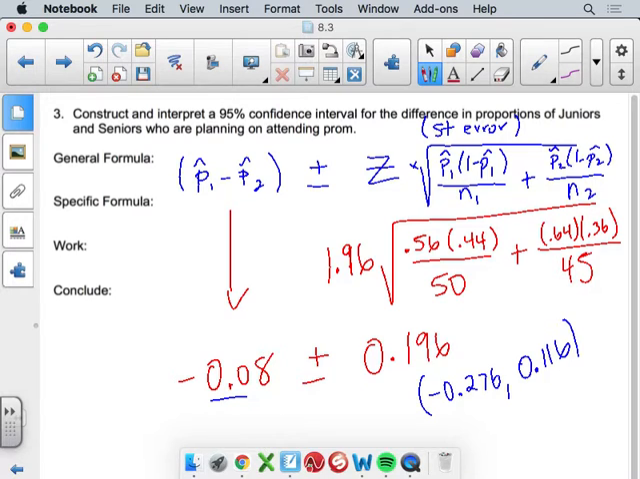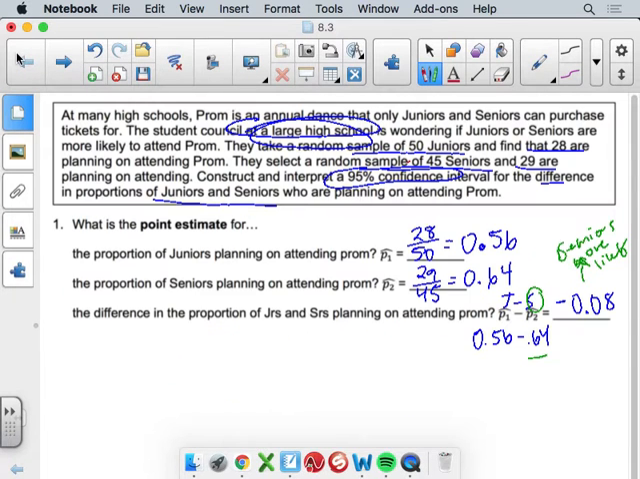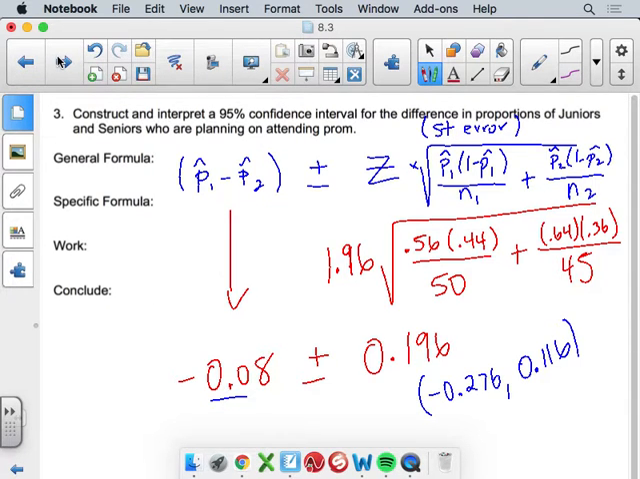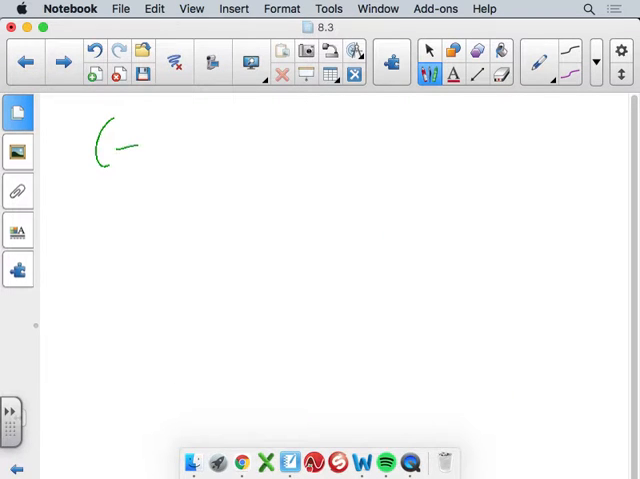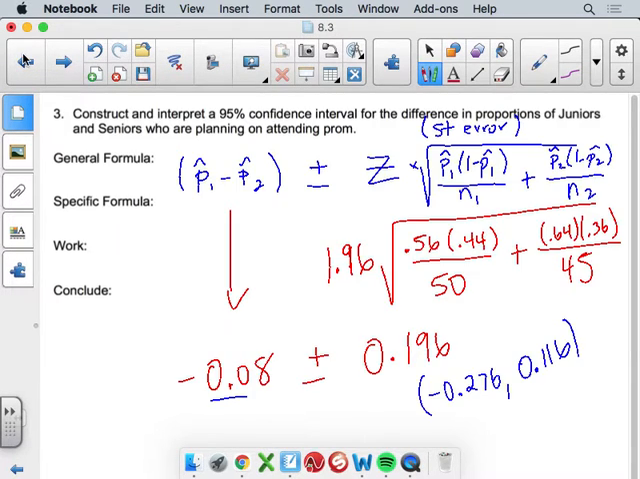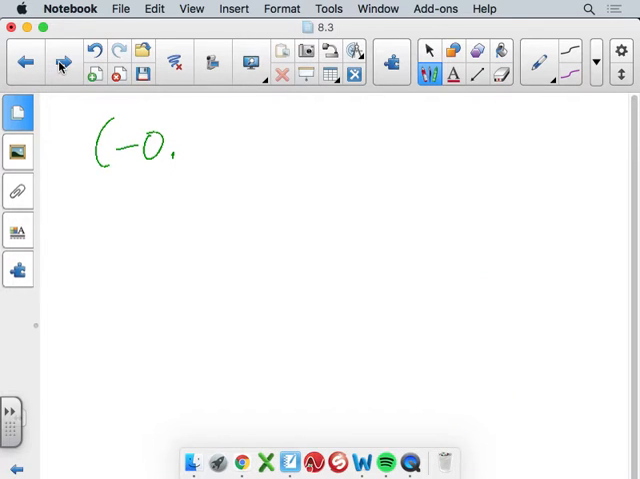All right, so let's think about what this means. Let's go back to what I did up here. This negative 0.08 meant the seniors were more likely to go to prom by 8%. So what does this interval mean? Maybe let me just go to a new page. What was it? 0.2 something? 0.276.